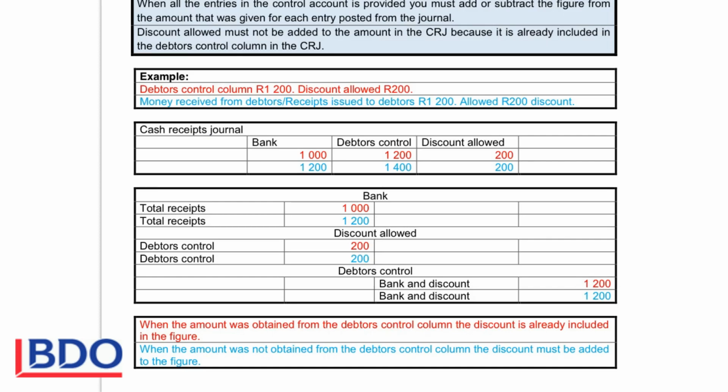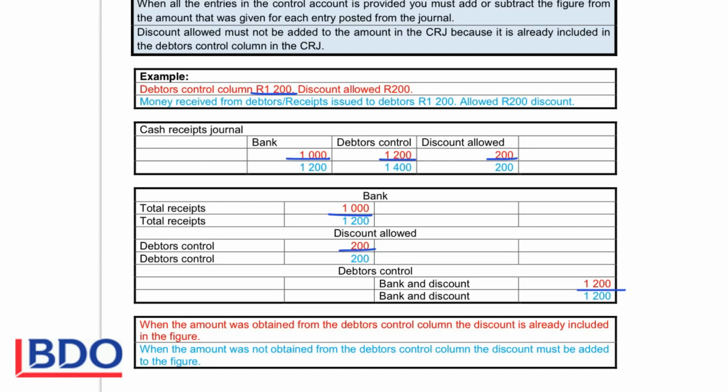If we look at the following example, these are the two different ways that they can indicate discount. So it's very important that you read very carefully. The debtors control column has a total of 1,200. Discount allowed was 200. So how much did we actually receive? 1,000 Rand. So I will debit the bank with 1,000, debit discount with 200, and credit debtors control with 1,200.